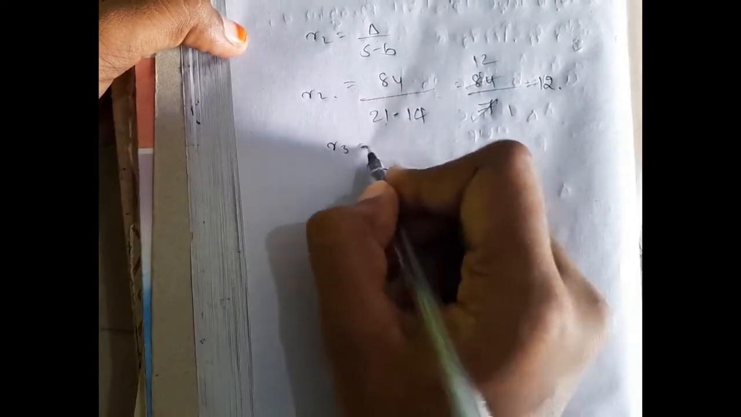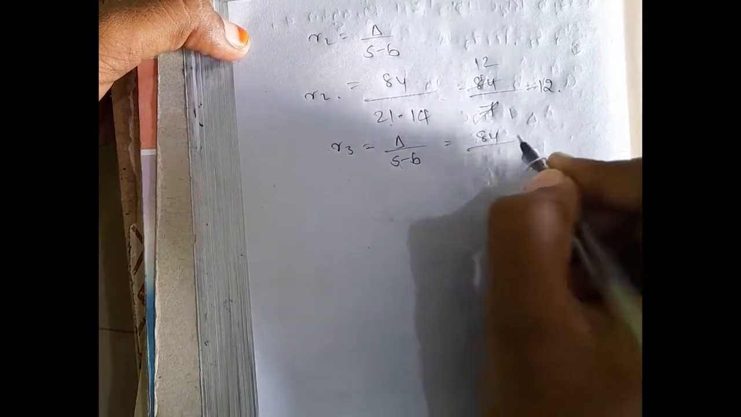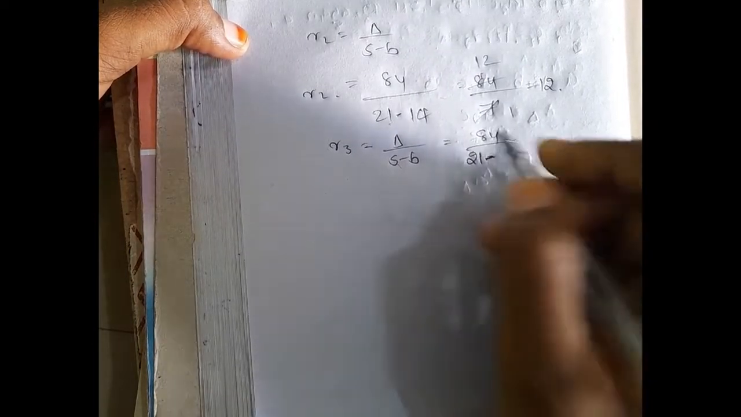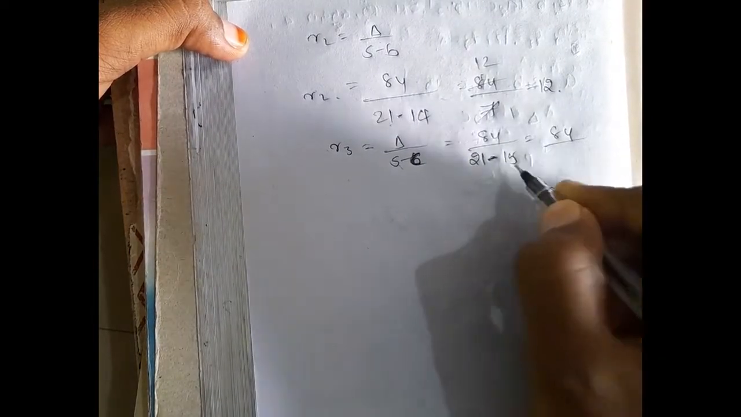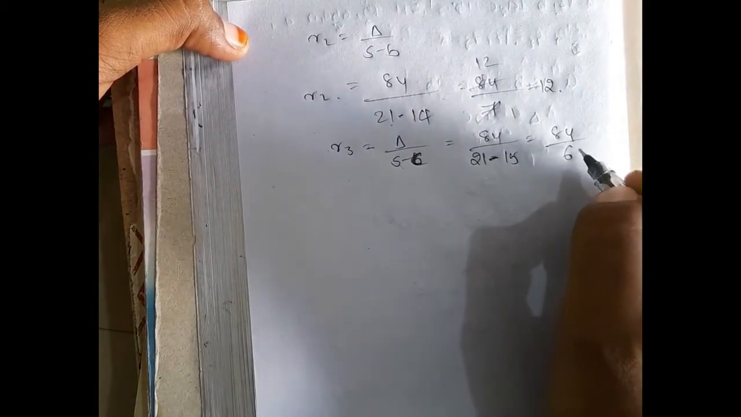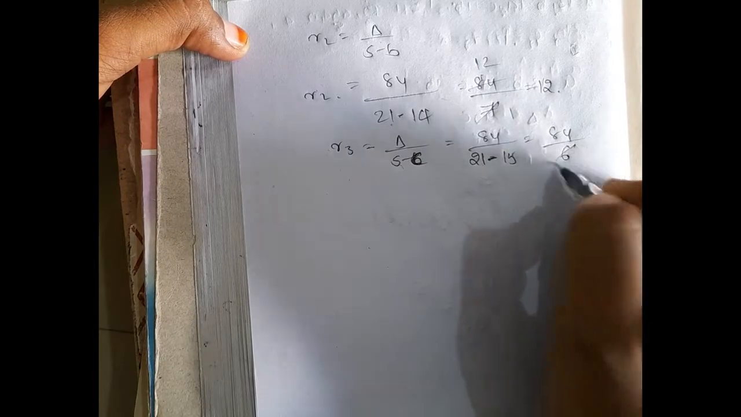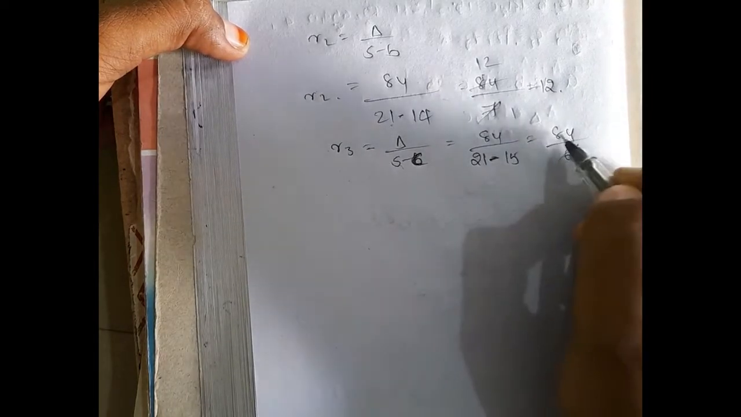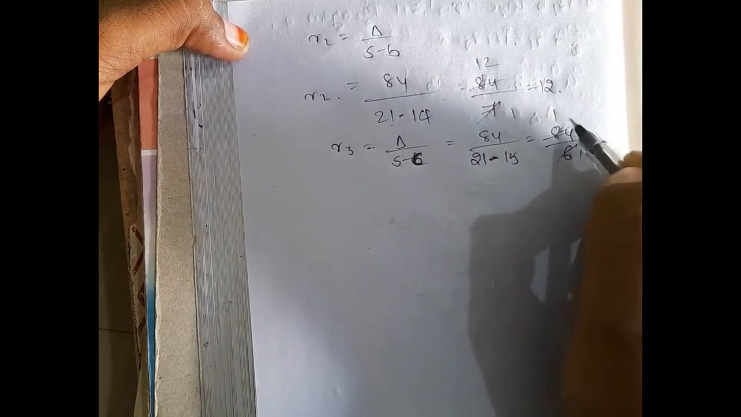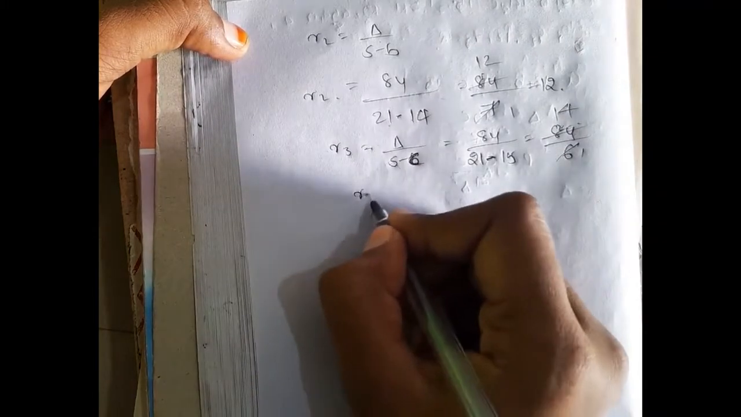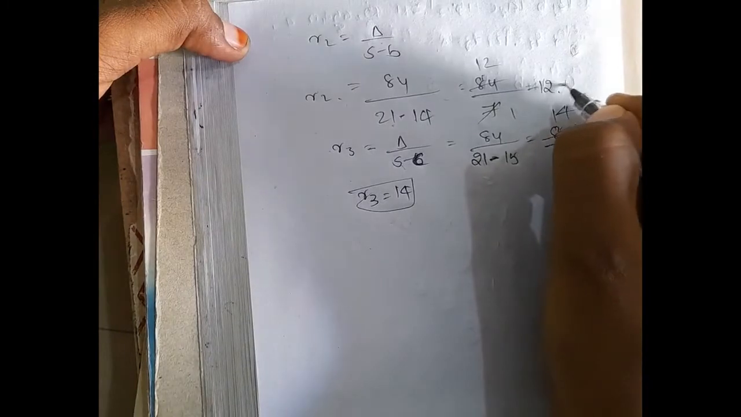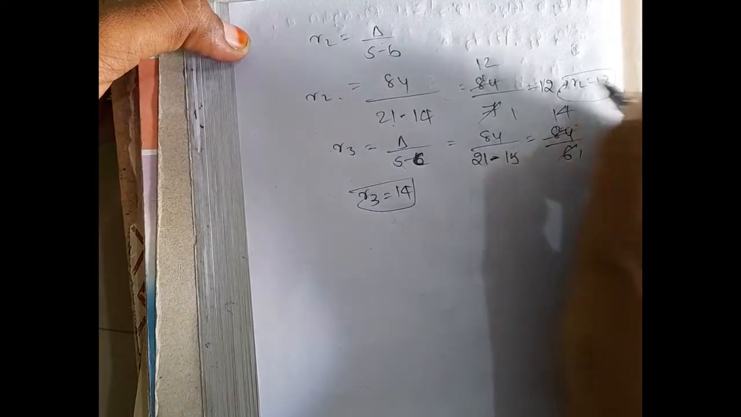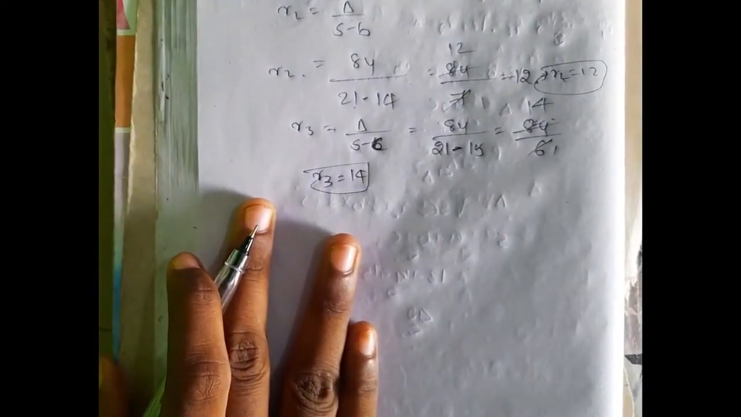Now R3 equals delta by s minus c. Delta is 84, s is 21, and c is 15. So 84 by 6, which can be cancelled in the 6 table itself. 6 fourteens are 84. So R3 equals 14. Hence we have proved all the values.